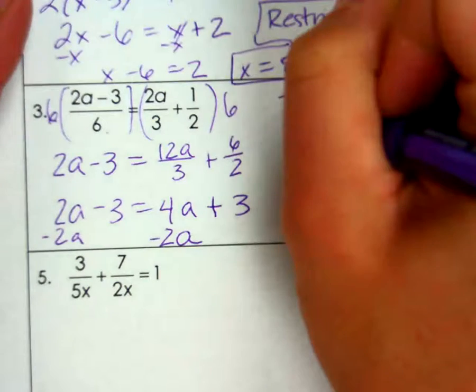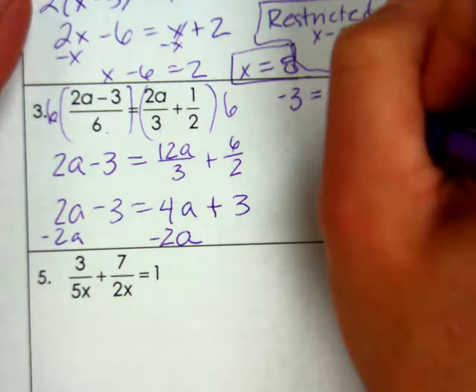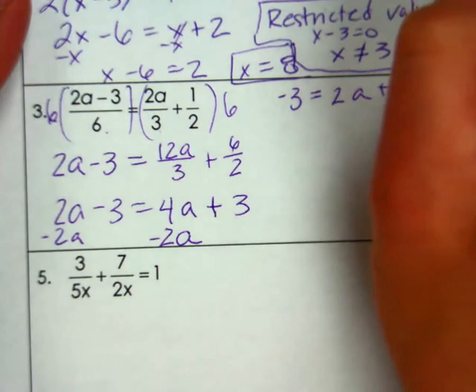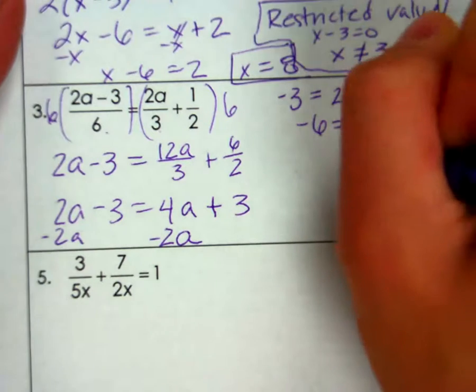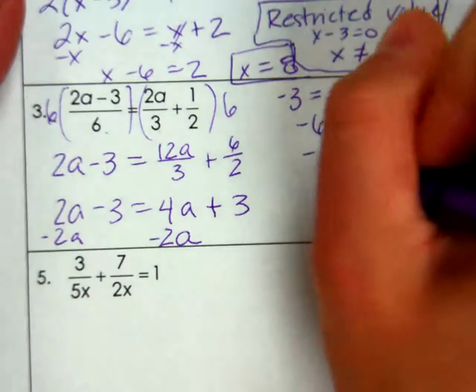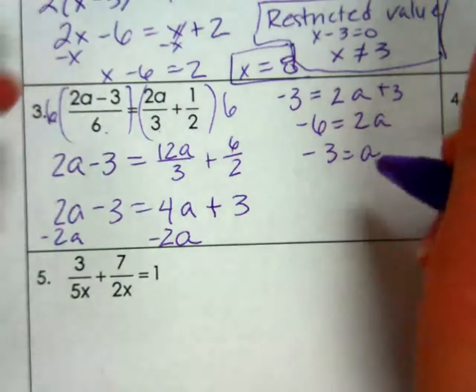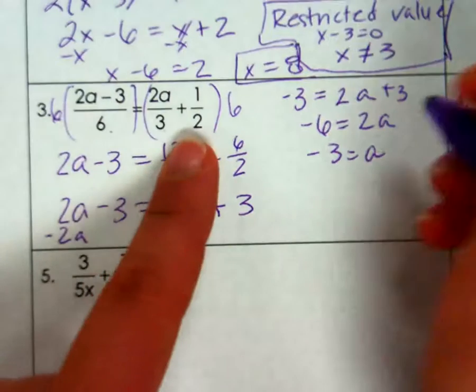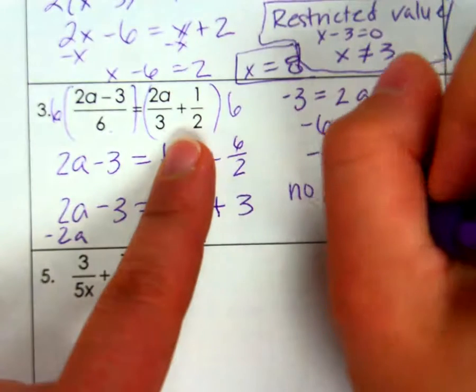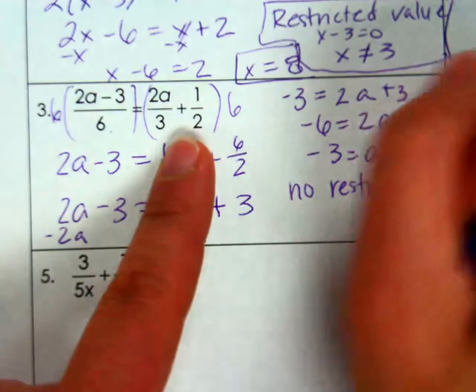So I have negative 3 equals 2a plus 3. Minus 3 from both sides, negative 6 equals 2a, a equals negative 3. So in this case, there is no x in my denominator, so there's no way for my denominator to equal 0. So there are no restricted values.